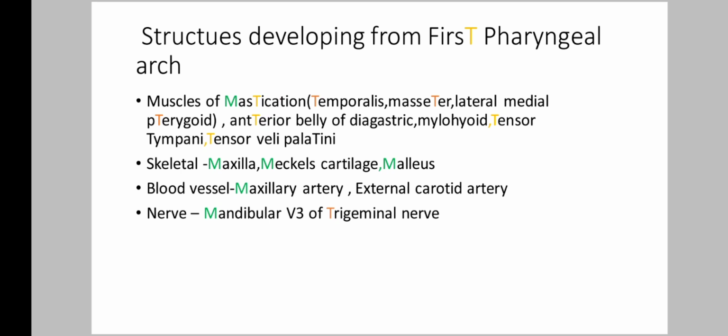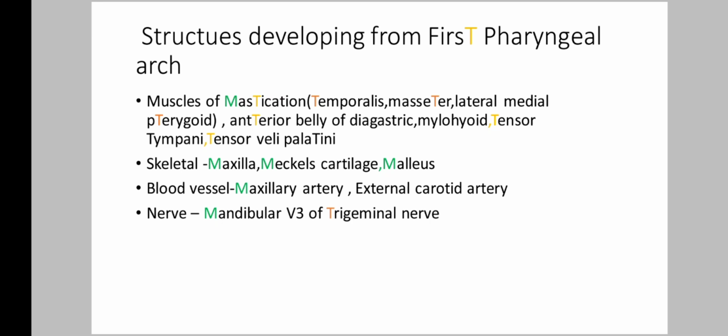In the muscles, it gives rise to the muscles of mastication, namely temporalis, masseter, lateral and medial pterygoid. There is the anterior belly of the digastric, mylohyoid, tensor tympani, and tensor veli palatini. As you can see, all the muscle names start mostly with T. Then what are the skeletal derivatives? The first one is maxilla, Meckel's cartilage, and malleus.